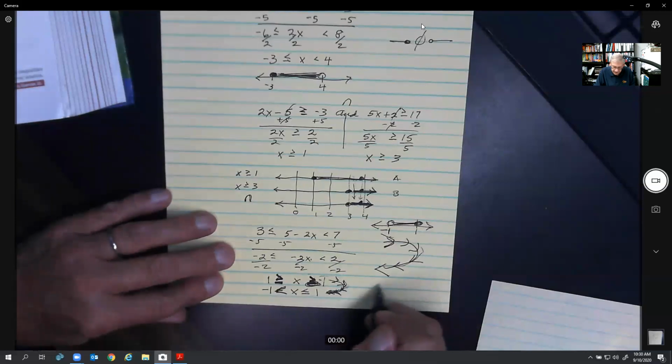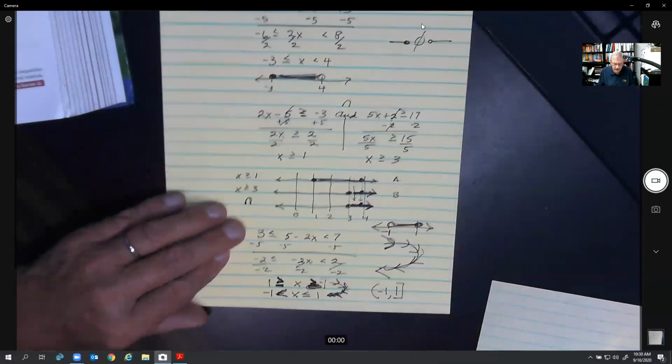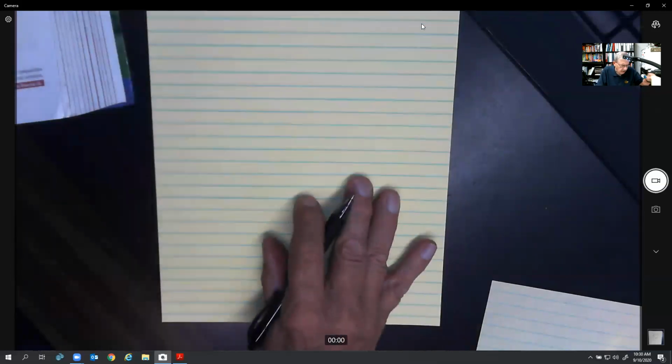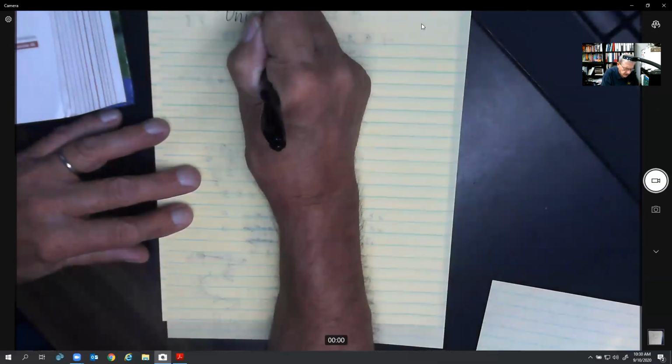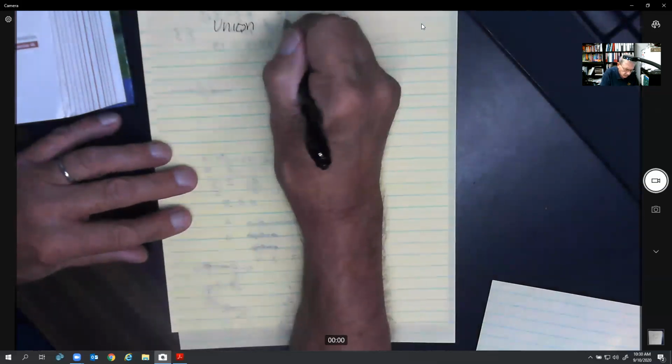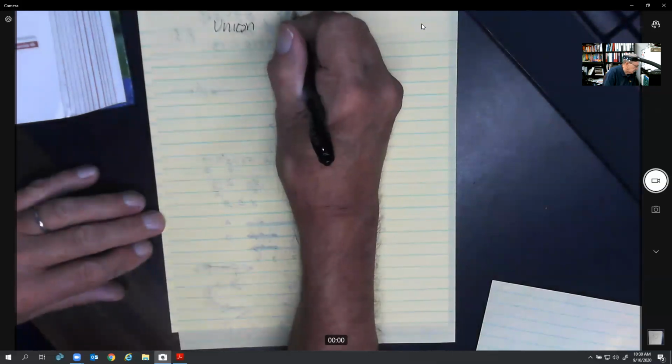Or we could say it this way, -1, comma, 1 with interval notation. Now we can do it all different ways. We're flexible. Okay, the next thing is a union. A union is a collection of all objects. So let's say we have this set here. Let's do the original set.